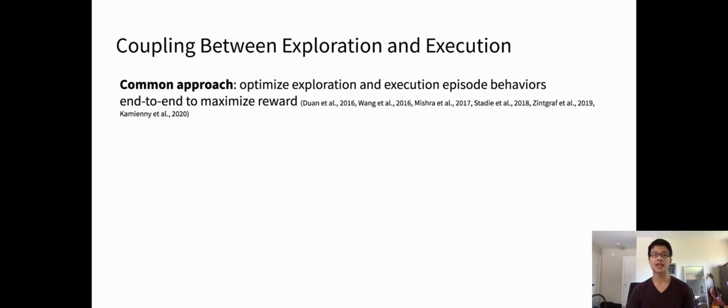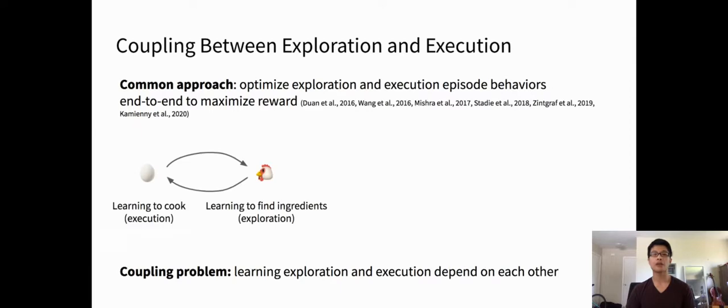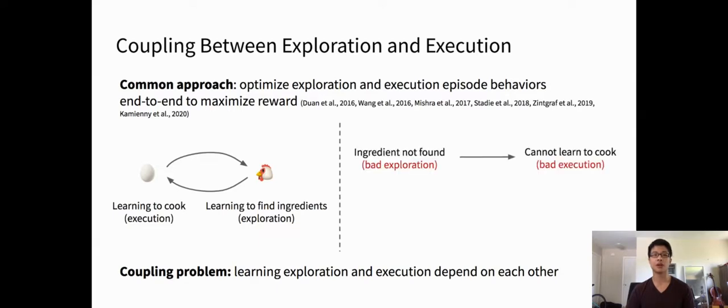A common approach for this exploration problem is to directly optimize exploration and execution behaviors end-to-end to maximize reward. However, this introduces a chicken and egg problem, where learning good execution behaviors requires already having learned good exploration and vice versa. More concretely, at the beginning of training, both exploration and execution are typically bad due to random initialization.